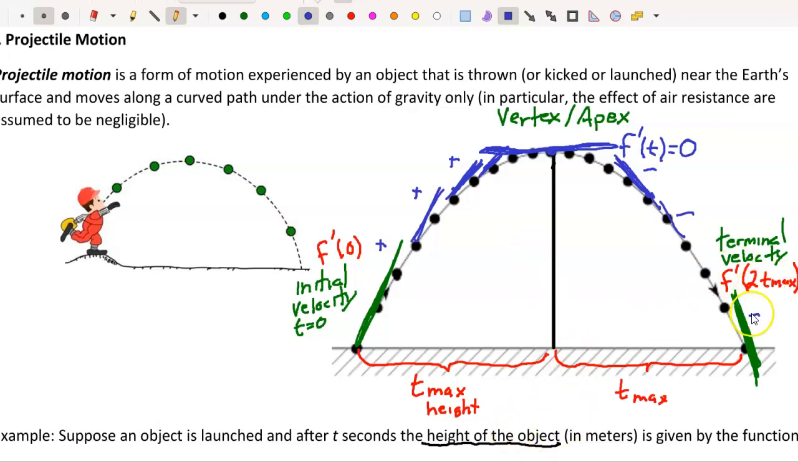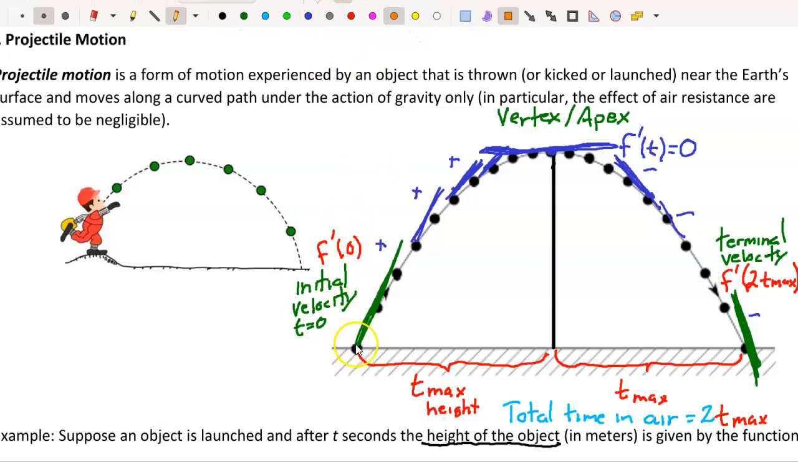And I already mentioned total time in air. I could put that one. I already said that a little bit, but yeah, the total time in air equals 2 times this T max. So all those will help us answer the questions that we need to find out. Okay. I think there's one more. Let me think about this.